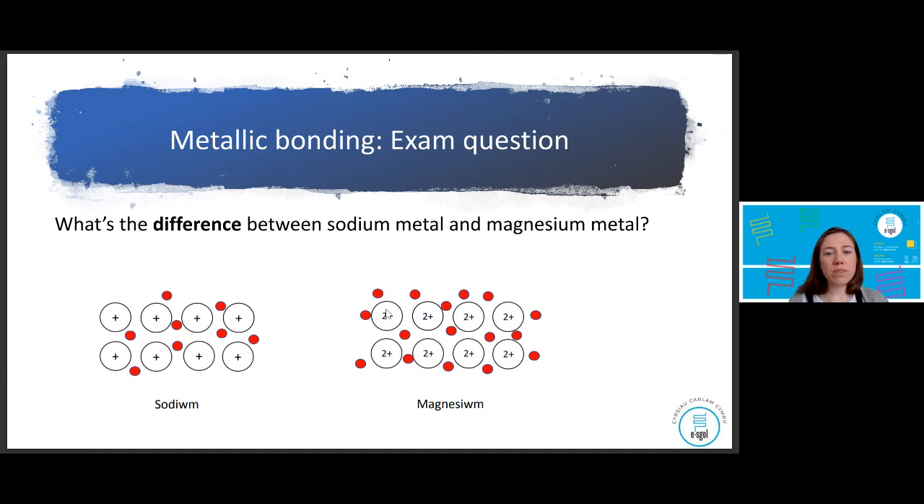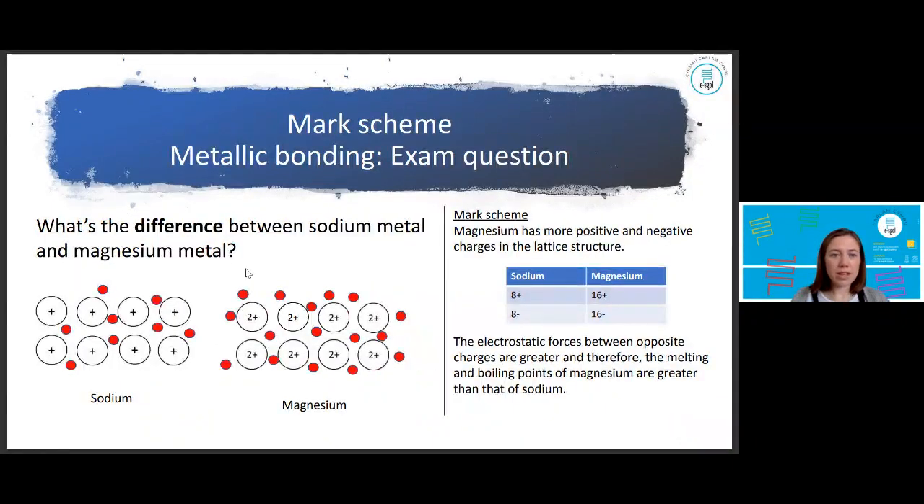Now, if there are more charges, how do you think that will affect the metal? Let's have a look. Magnesium has more positive and negative charges in the lattice structure. So as we said, there are more positive charges. Each ion is 2 plus now rather than 1 plus. And also there are more electrons because of this. That means the electrostatic forces between opposite charges are greater. There are more positives, more negatives, and therefore the attraction is greater. And that means that the melting and boiling points of magnesium are also greater than that of sodium.